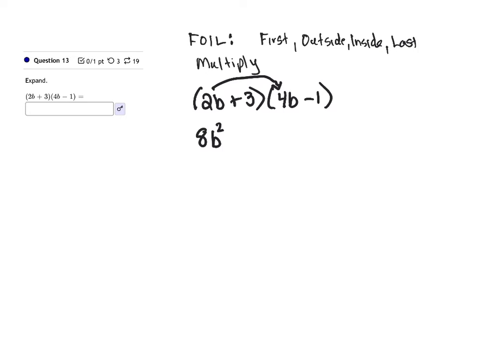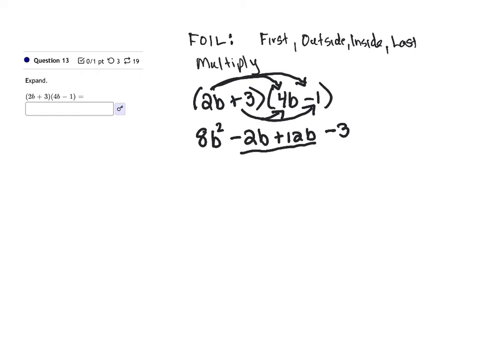Then you're going to take the 2b and multiply it times the negative 1. And notice those are both on the outside of the problem, the 2b and the minus 1. So that would be negative 2b. And then we go to the 3 and multiply it times everything in the other set of parentheses. Notice the 3 times the 4b, those are the numbers that are on the inside of the problem. So that would be a plus 12b. And then the positive 3 times the negative 1. And notice those are the last terms of each binomial. So that would give us a negative 3.